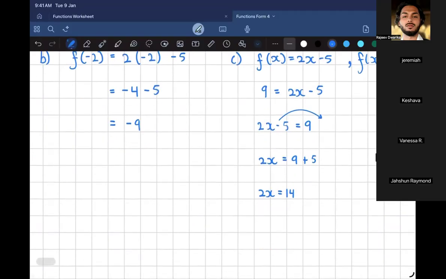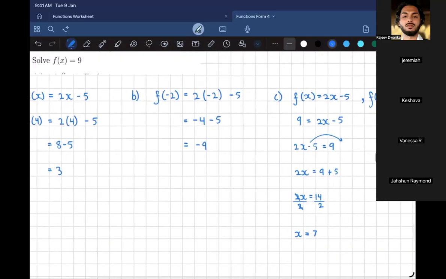I would divide because I have 2 multiplied by x. If I move it across, it turns to divide. Another way to think about it is divide by 2 on both sides, so you can find 1x. The 2 and the 2 cancel off. So x is just equal to what? 7. Correct. And Vanessa, how would you check if your answer is correct?